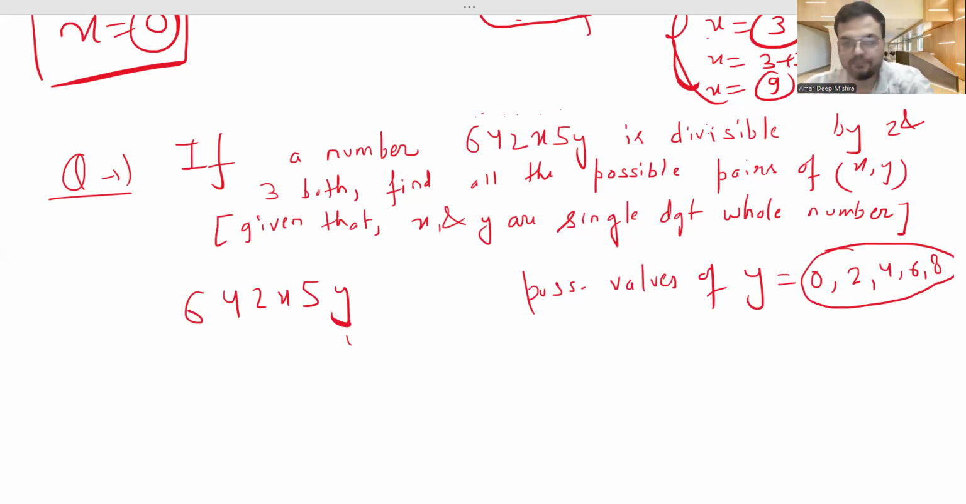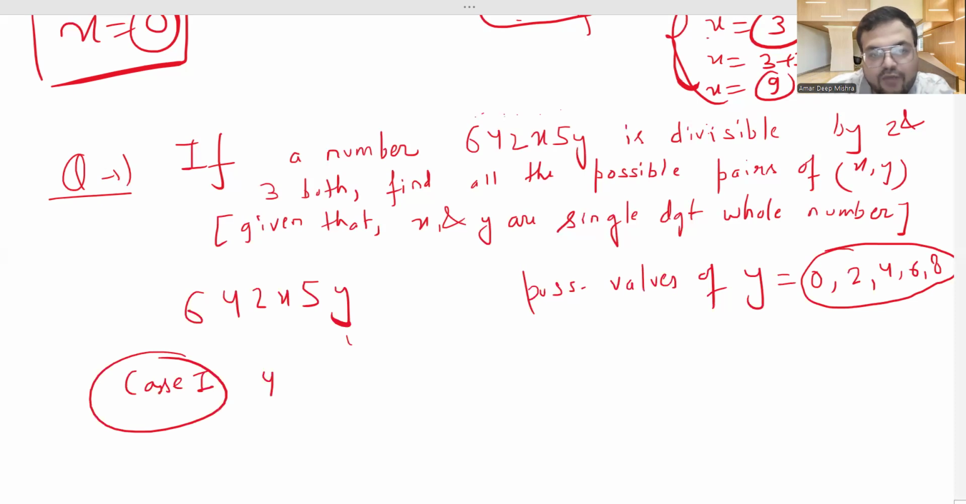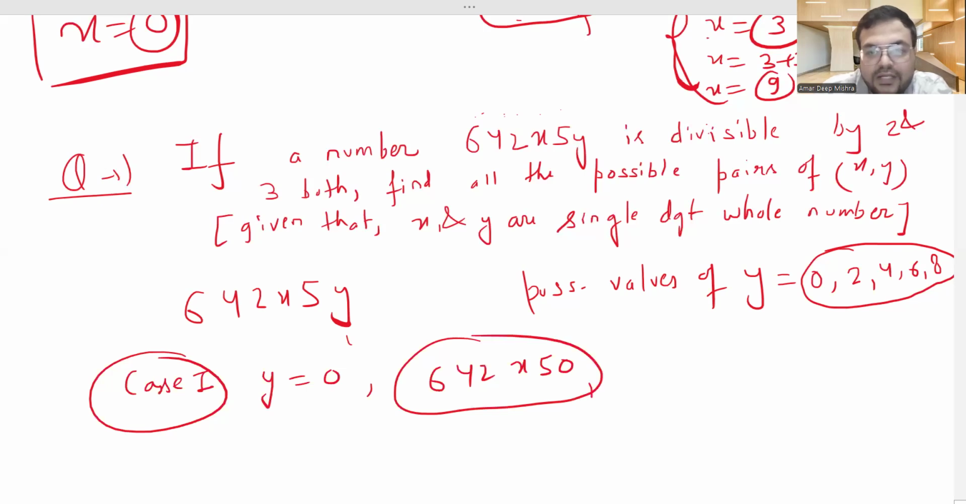Now, suppose I take case 1, taking the value of y equals 0. The number will become 642x50. Now, you find out the digit sum of this number. Digit sum would be 6 plus 4 plus 2 plus x plus 5 plus 0. So 6 plus 4 is 10, 10 plus 2 is 12, and 12 plus 5 is 17. So 17 plus x is the digit sum.